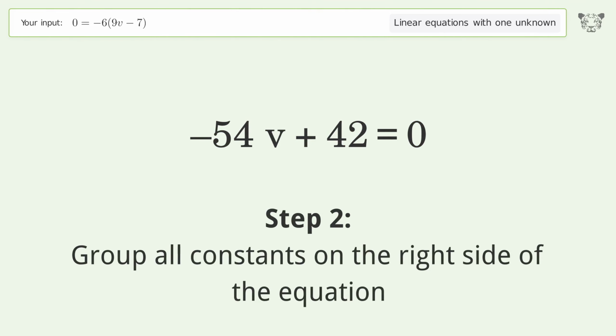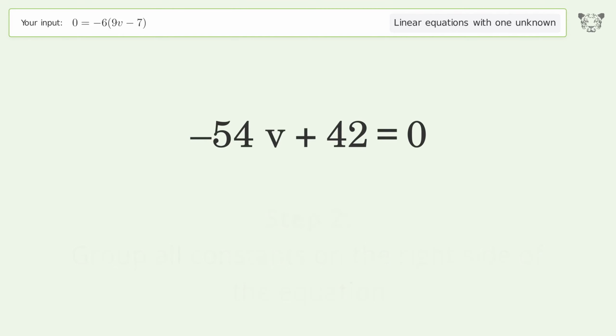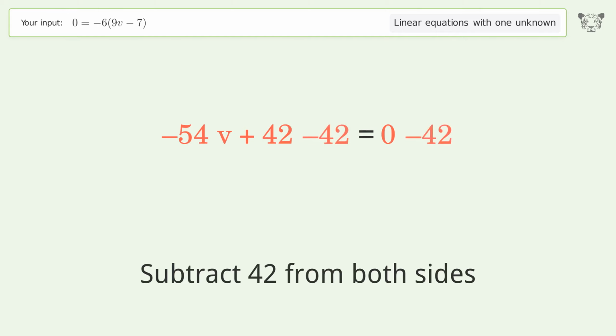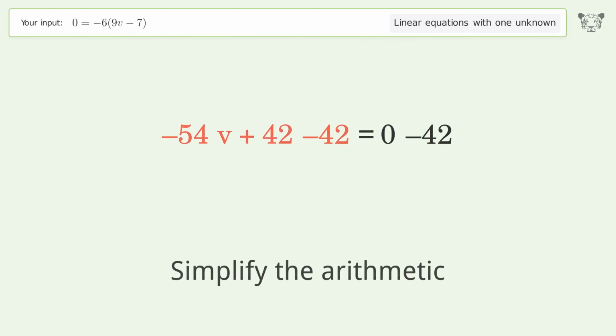Group all constants on the right side of the equation. Subtract 42 from both sides. Simplify the arithmetic.